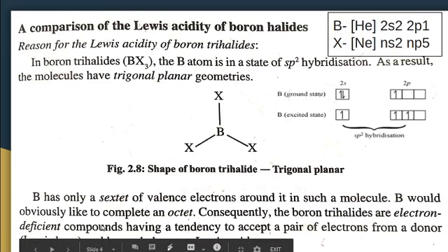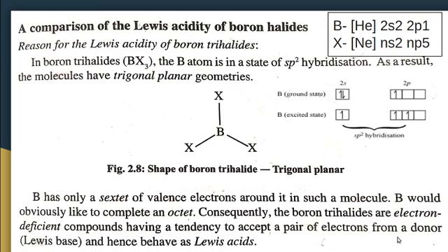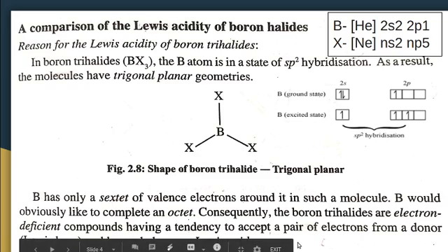Boron would obviously like to complete an octet. Consequently, the boron trihalides are electron deficient compounds having a tendency to accept a pair of electrons from a donor. The donor is considered a Lewis base, and the boron trihalides behave as Lewis acids.